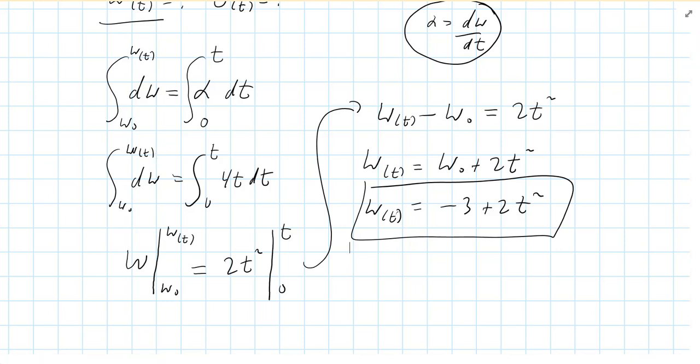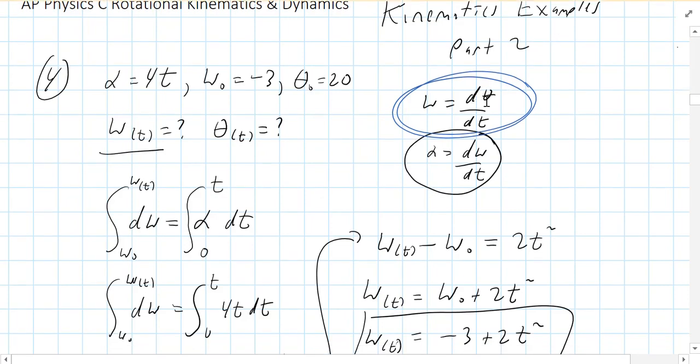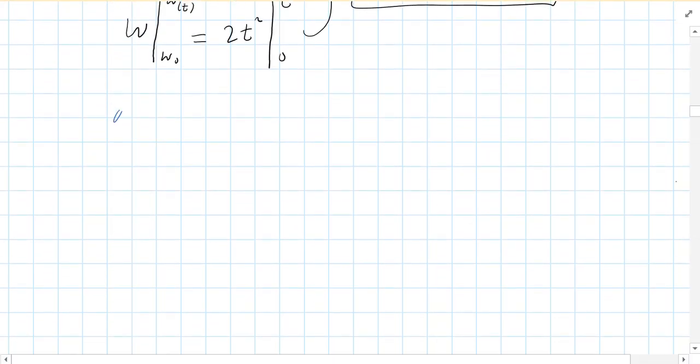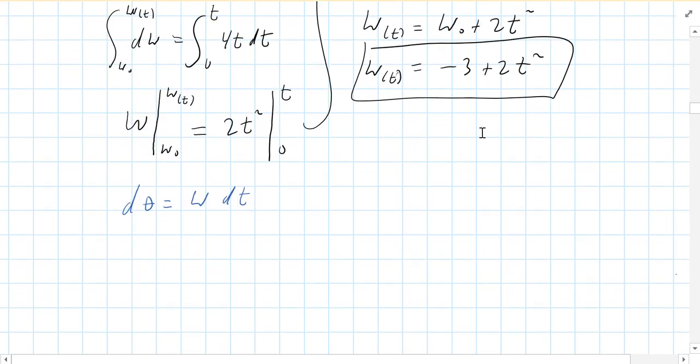Now, we're going to do a similar thing to figure out theta as a function of time. I'm going to use this relationship and get d theta by itself. So d theta equals omega dt, and I've got omega, I just found that. So I'm going to integrate both sides. This will go from omega naught to omega at some time later.